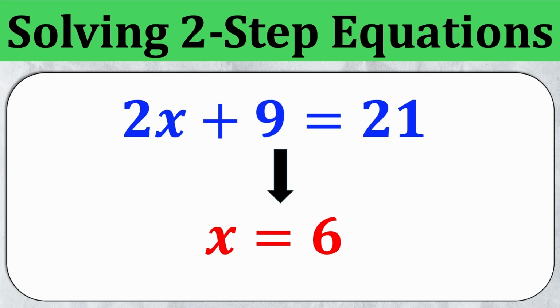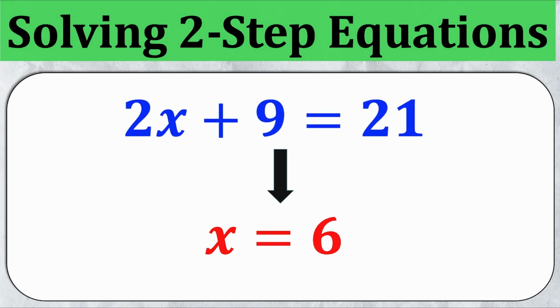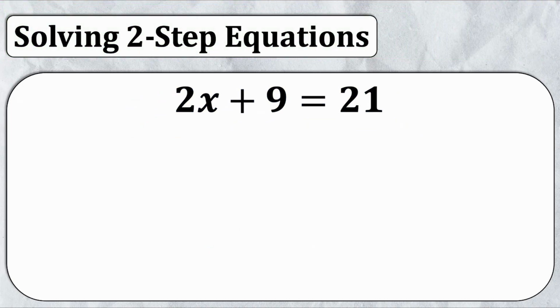In this video, we're going to learn how to solve two-step equations. And again, a two-step equation is just one that requires, well, 2 steps to solve for the unknown variable. Now here we have an equation 2x plus 9 is equal to 21. I want to isolate for x. This means I want x all by itself on its side of the equal sign.